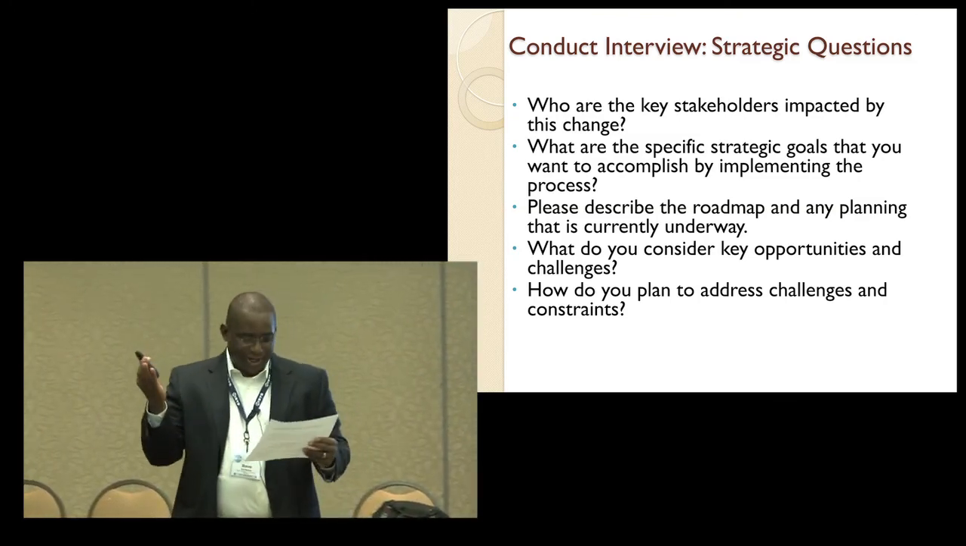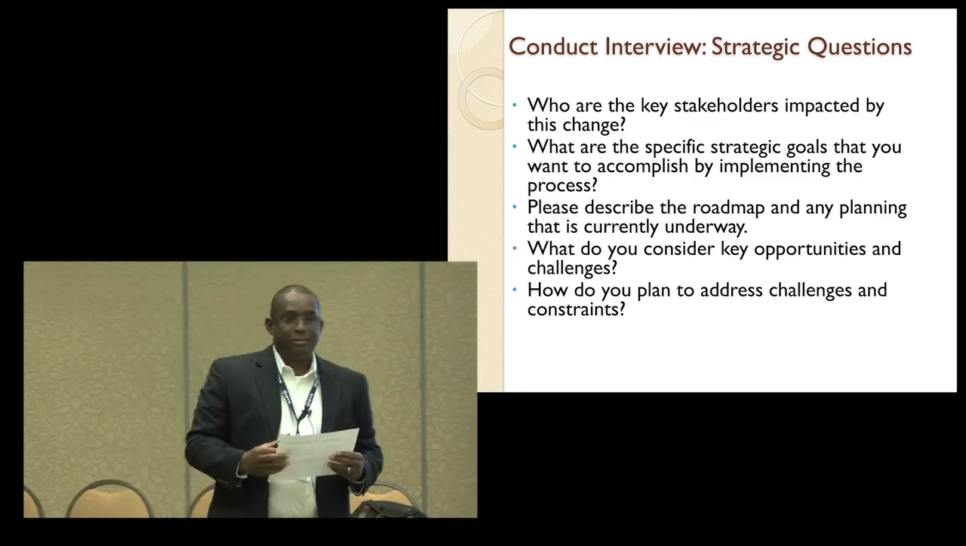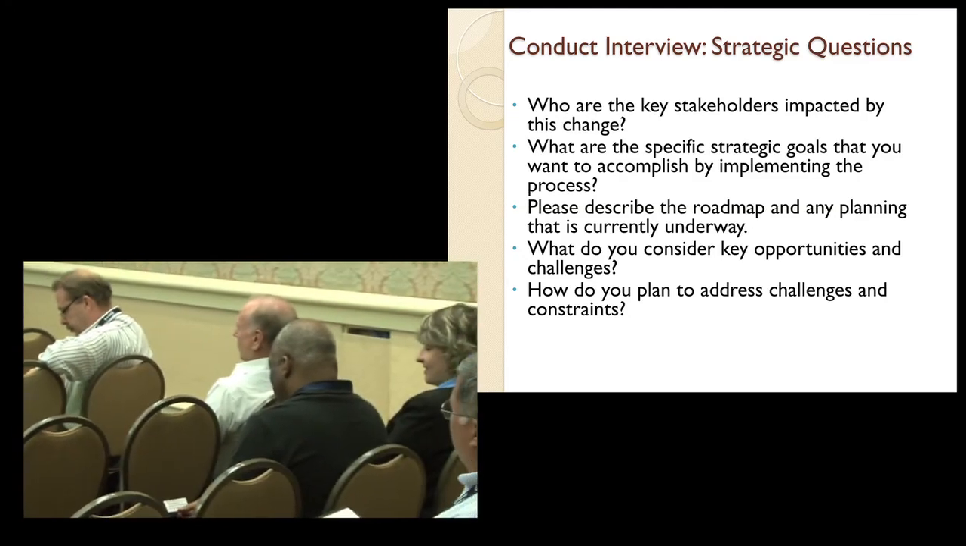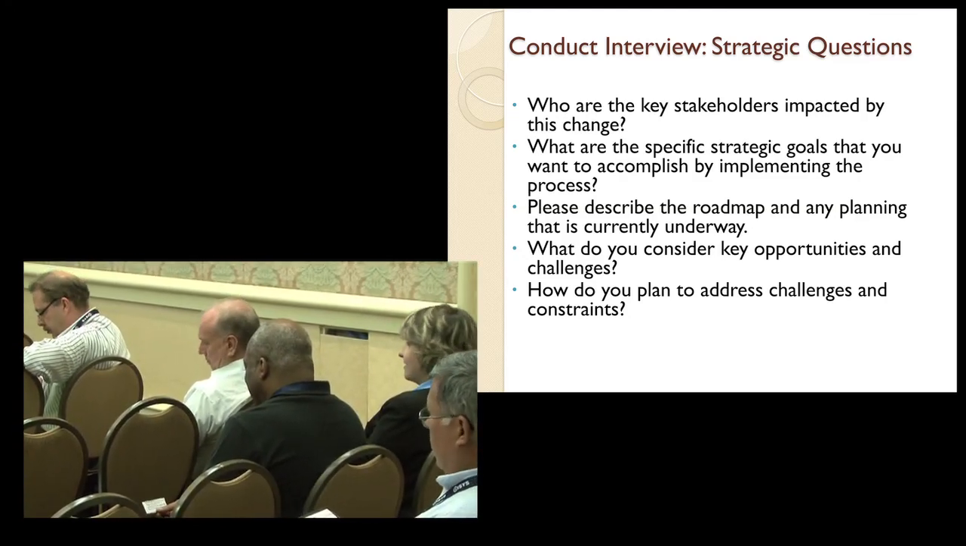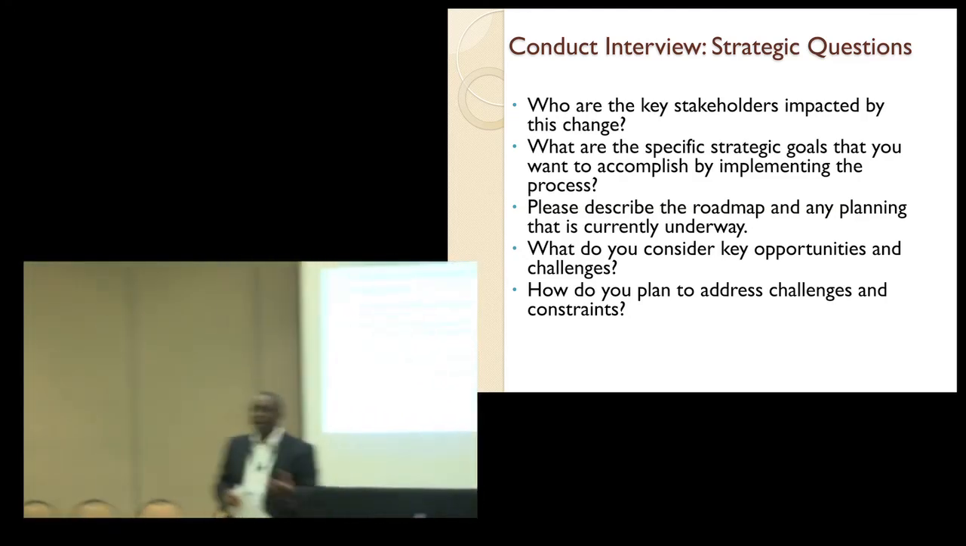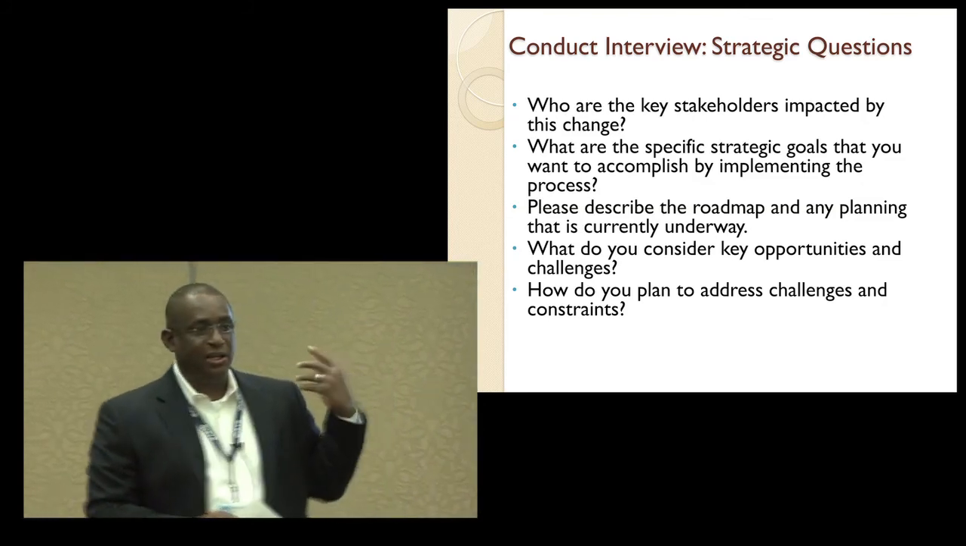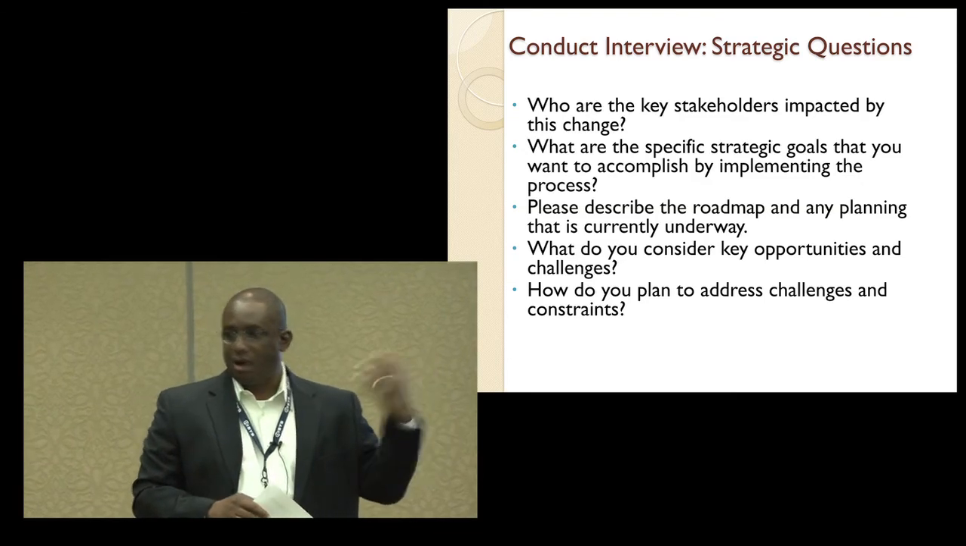Survey question number 3. Go ahead. Oh, mine's procurement. Please describe the roadmap and any planning that is currently underway. Well, at this time, we don't have a roadmap, and we have no planning in place. This is why we're failing so terribly in terms of our cost.